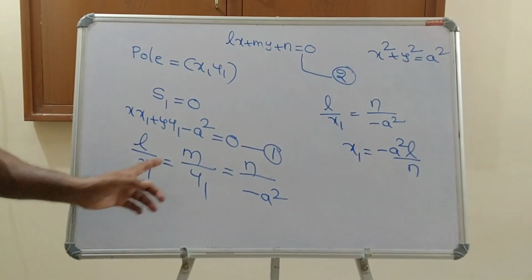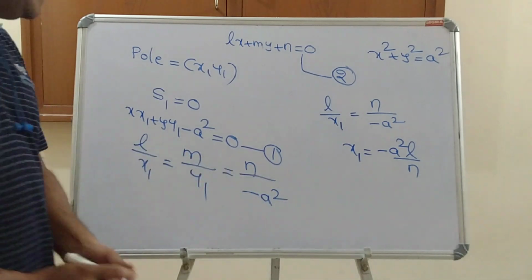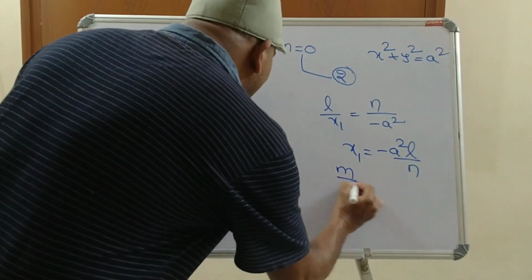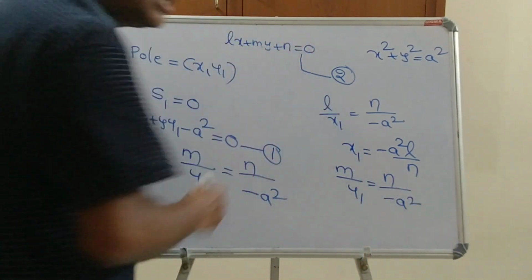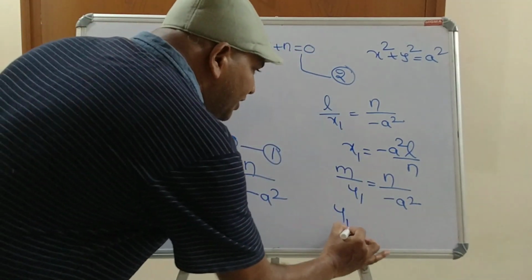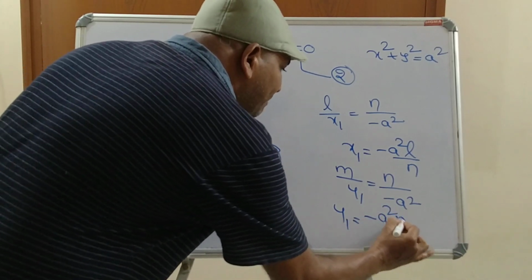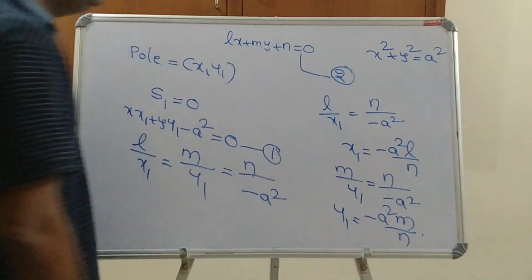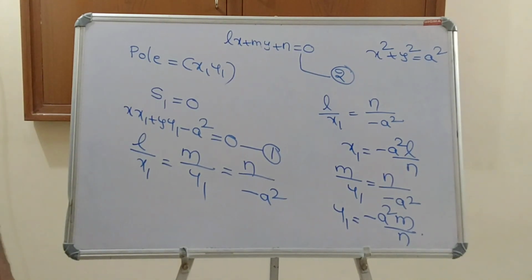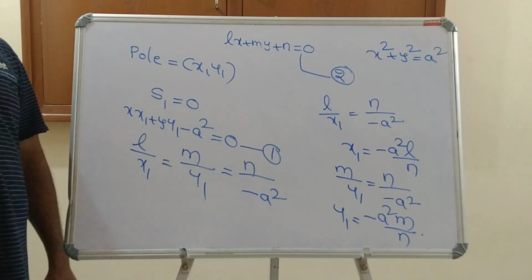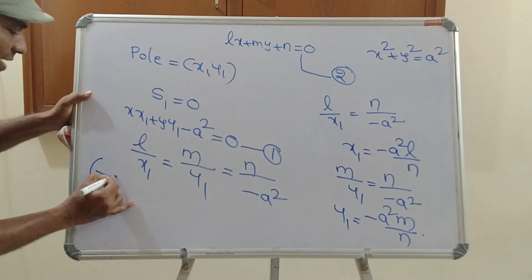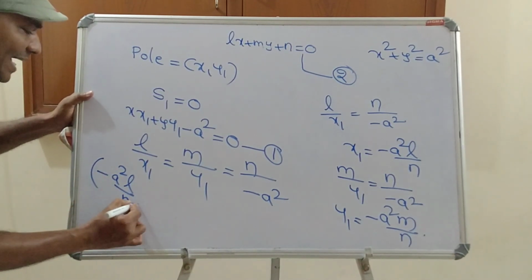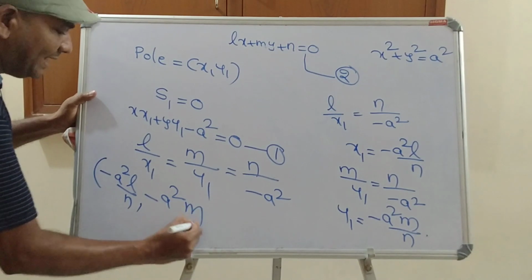Next, equate 2 and 3. That means m by y1 equal to n by minus a square. Cross multiply. y1 equal to minus a square m by n. So, the pole of Lx plus My plus n equal to 0 with respect to x square plus y square equal to a square is minus a square L by n comma minus a square m by n.